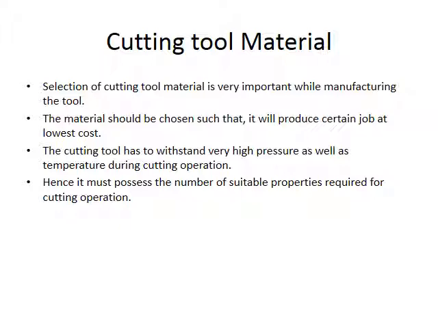So these are the 7 or 8 different types of materials from which a cutting tool can be manufactured. From your syllabus point of view, you only have to concentrate on the HSS tool, carbide tool, coated carbide tool and ceramic tools. These four materials are very important as per your syllabus. So concentrate on high speed steel, carbide, coated carbides and ceramic.